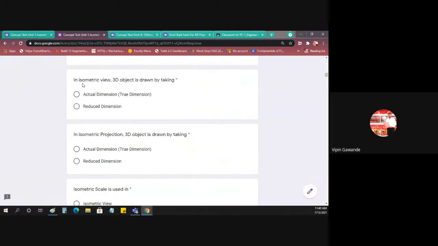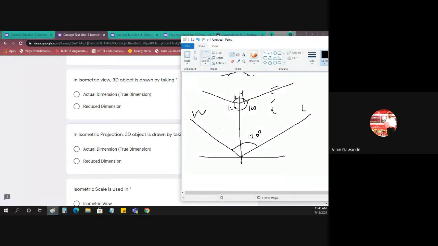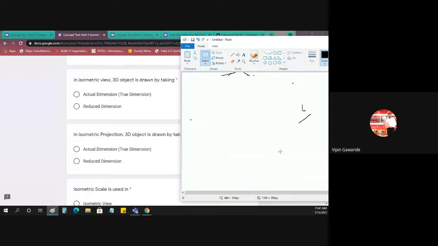Now, in isometric view, a 3D object is drawn by taking... Now we have seen there are two types of drawings. One is isometric view, and another one is isometric projection. In isometric view, we take the actual dimensions, while in isometric projection, we take the reduced dimensions.